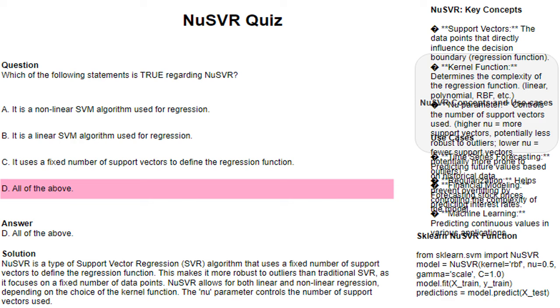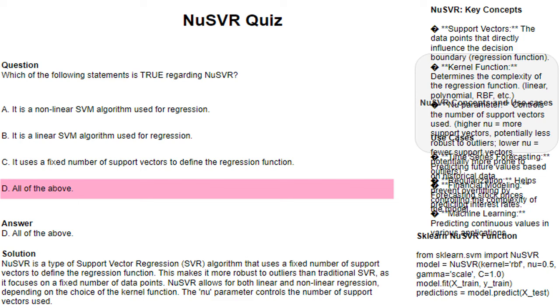C=1.0 is the regularization parameter, balancing the trade-off between model complexity and error minimization. model.fit(X_train, y_train): this line trains the NuSVR model on the training data X_train, y_train. predictions = model.predict(X_test): this line uses the trained model to make predictions on new data X_test, obtaining the predicted values, predictions.